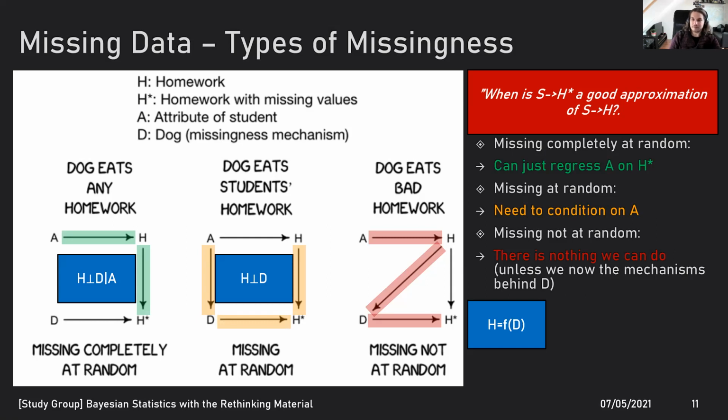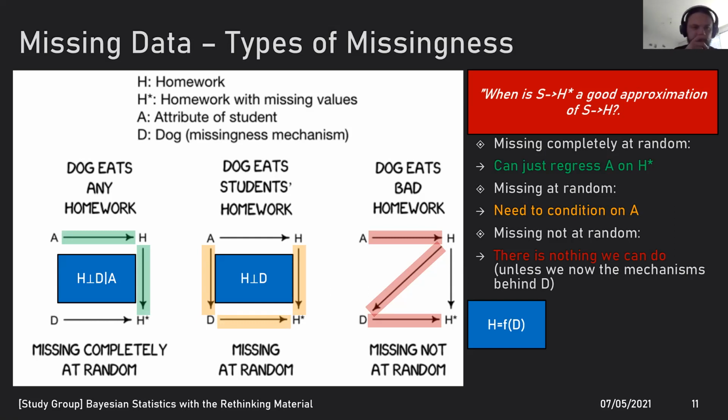Okay, thanks. So I would assume it's the other way around, that it's the middle one where you need to condition on A. But I'm also bad at DAGs. Let's try and walk through that, because we want to get to an understanding of how good A is. So the understanding of A leading into H star, and how good that approximates A leading to H, right?